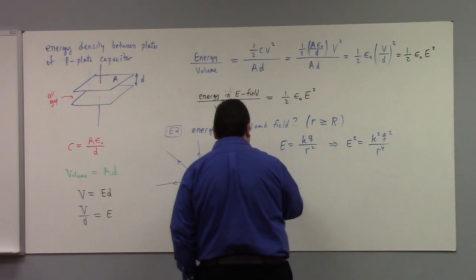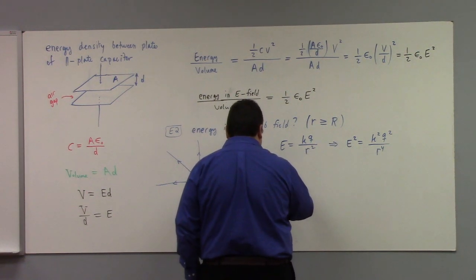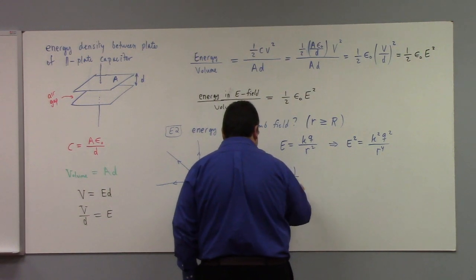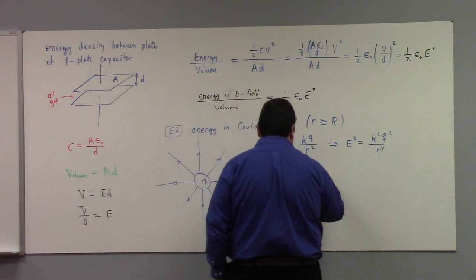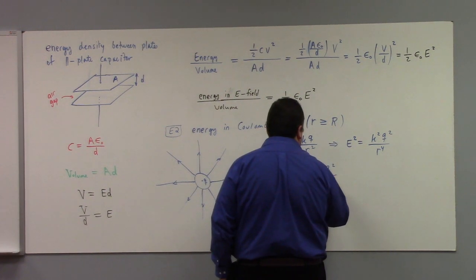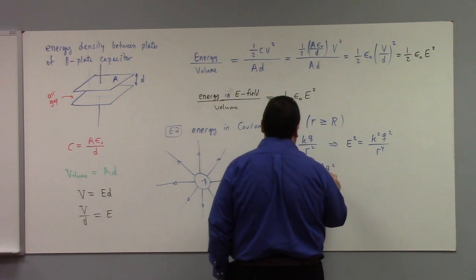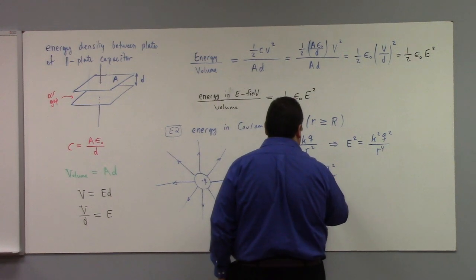So the energy, and I need another symbol for energy other than E, so I'm just going to write it out. Energy per volume, dV, is epsilon naught K squared Q squared divided by 2r to the fourth.